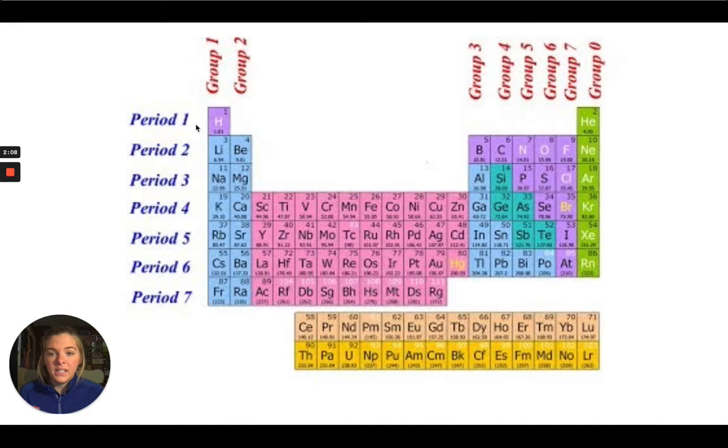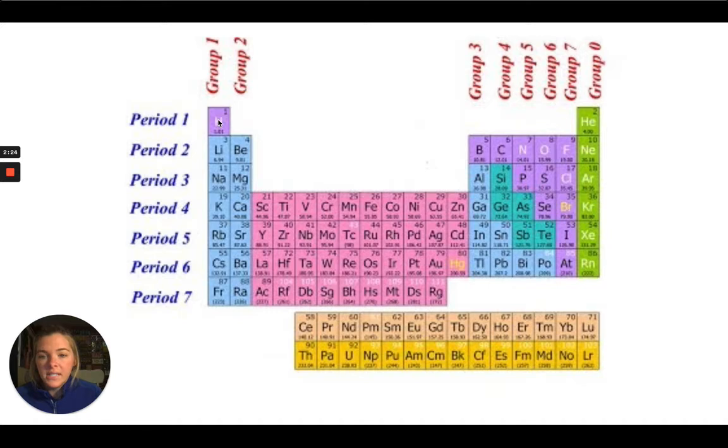Okay, so you can see here we have period 1 is hydrogen and helium. Period 2 is lithium, beryllium, boron, carbon, nitrogen, oxygen, fluorine, and neon. Remember, you will still need to know these symbol names. So then period 3 is so on here, and then period 4 is here.